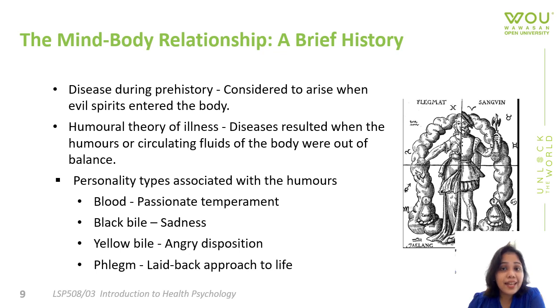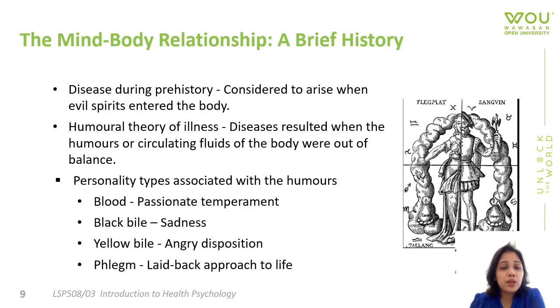And to understand conditions of individuals, now let's go into the mind and body relationship, a brief history of how it all began. Illness was considered to arise when evil spirits entered the body. And early theories, especially the humoral theory of illness, looked at the functions of the main humors, the main fluids circulating in the body, which are the blood, black bile, yellow bile, and phlegm.